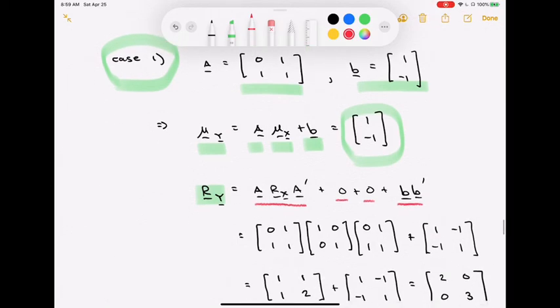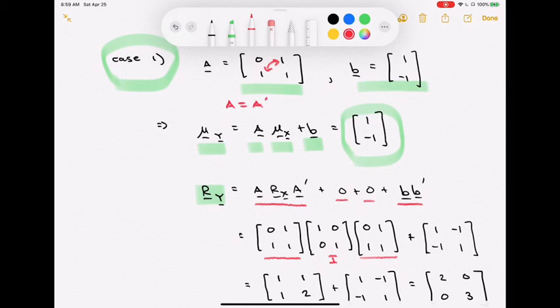What was A? A was [0, 1; 1, 1], right? My Rx was actually just the identity matrix, so I'm going to write that as the identity matrix. And then I'm going to get A transpose. Because A has this sort of off-diagonal symmetry, its transpose is equal to itself. So this one's a little bit weird. We see that A is equal to A transpose in this particular case. It doesn't have to be that way, but it is in this case.